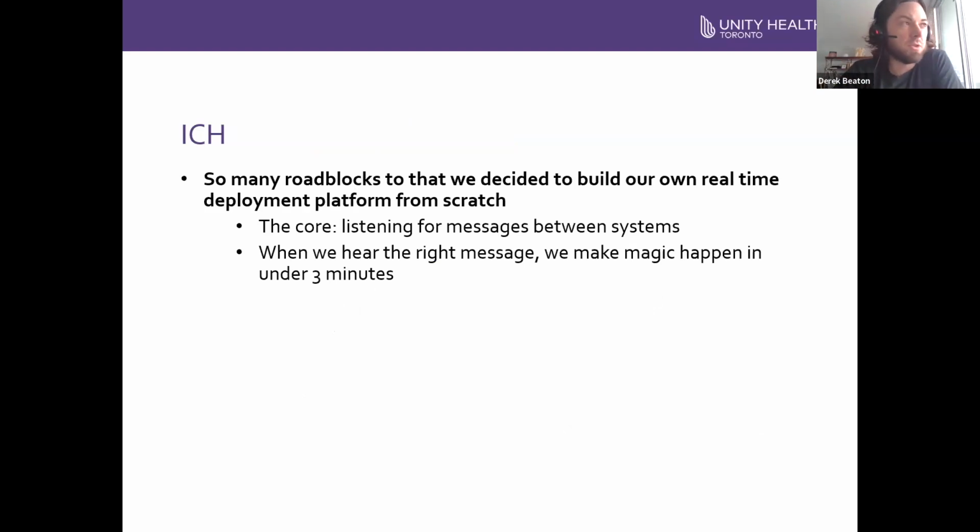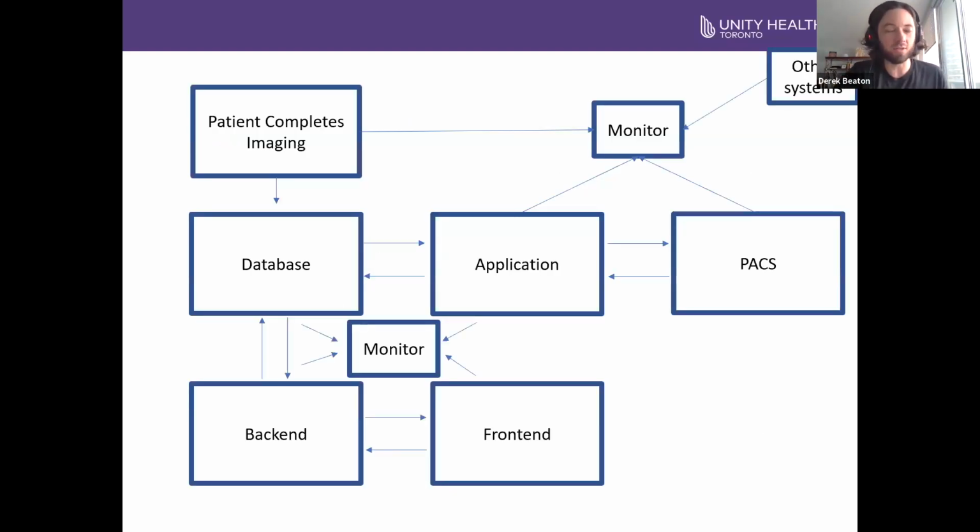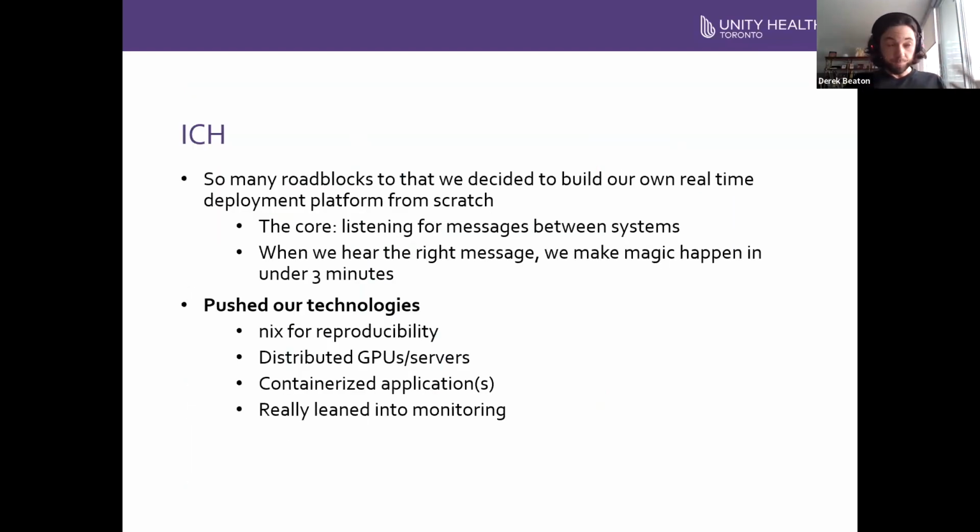And then finally, the intracranial hemorrhage detection tool was something that had so many roadblocks that we threw up our hands and said, we're just going to build a real-time deployment platform ourselves. A very high-level snapshot of this is basically a complex interaction between a number of different systems where we used a whole bunch of new technologies like Nix for reproducibility, distribution across GPUs and multiple servers, containerizing our applications, and really leaning into monitoring of systems. And this is going to come back up later. This was such a fascinating case where it was so difficult to get the model where we wanted and in the ways we wanted that we just built something from the ground up all by ourselves.